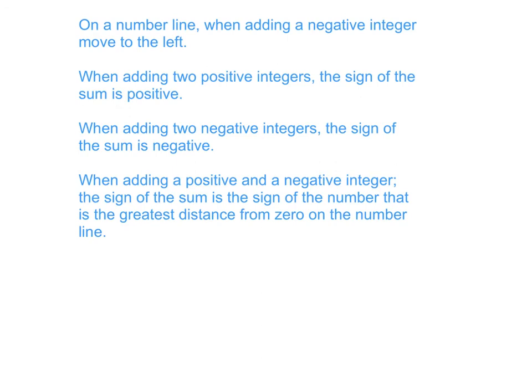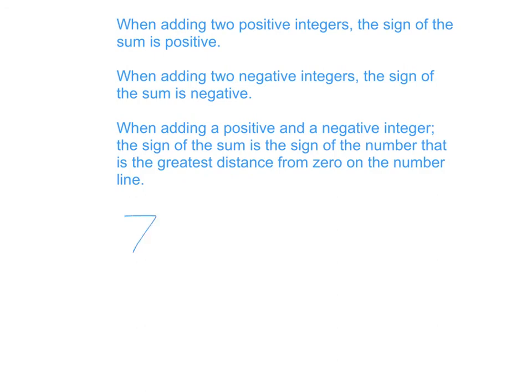Now this is what I was talking about with the absolute values. When adding a positive to a negative integer, the sign of the sum is the sign of the number that is the greatest distance from 0 on the number line, which is your absolute value. I'm going to give you an example that's kind of complicated with some numbers and some letters. Say you have negative 7 plus n equals a. Now, I want to know, is a going to be positive or negative?